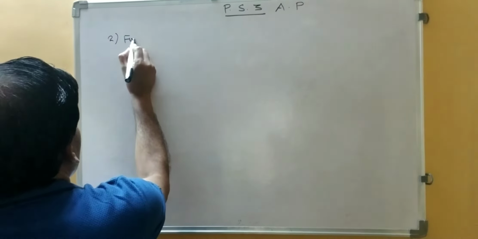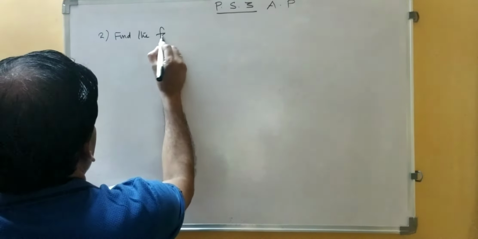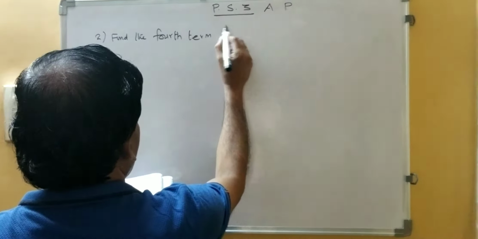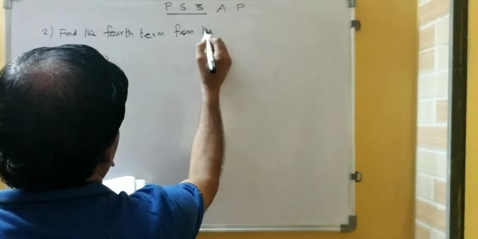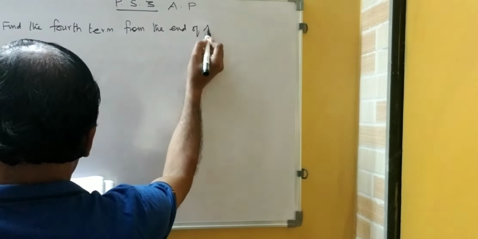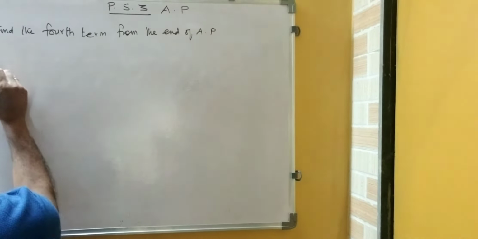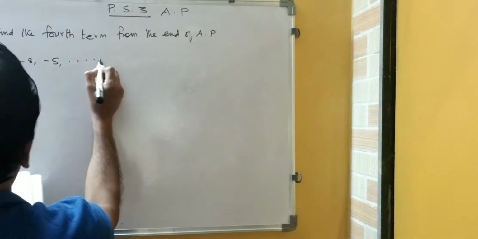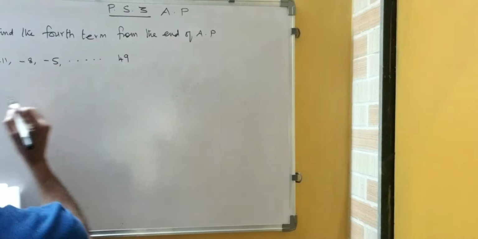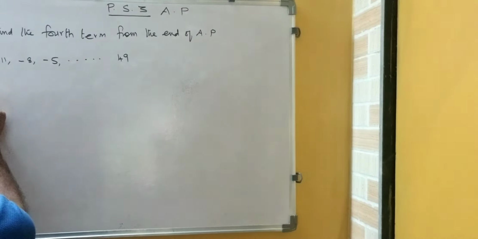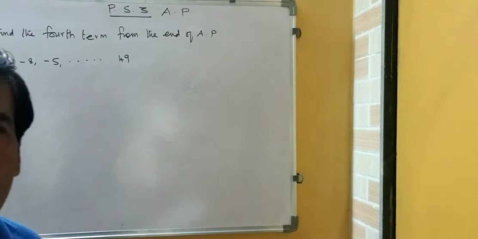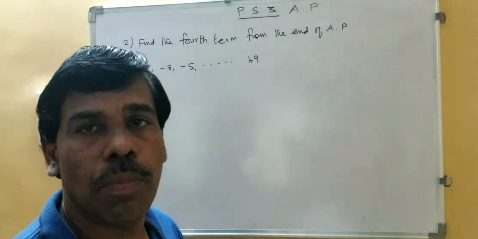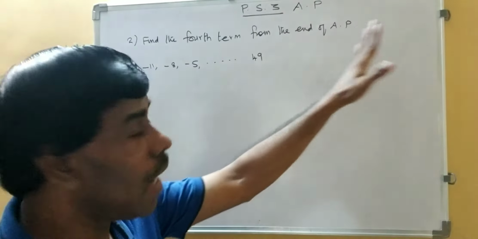Find the fourth term from the end of the AP: minus 11, minus 8, minus 5, etc., 49. Now look at this. Very important this is. See, find the fourth term of an AP from the end of the AP.